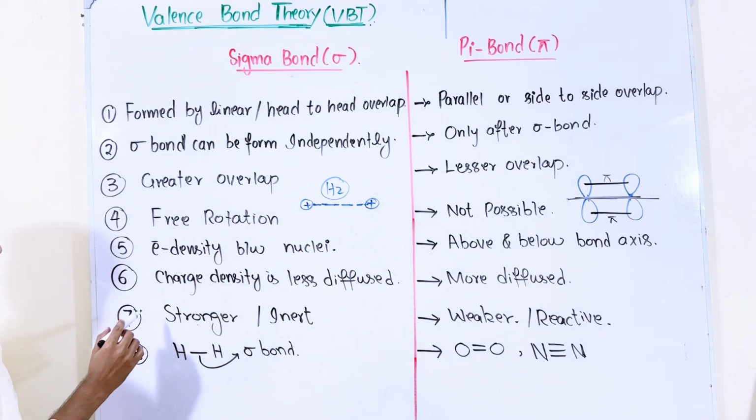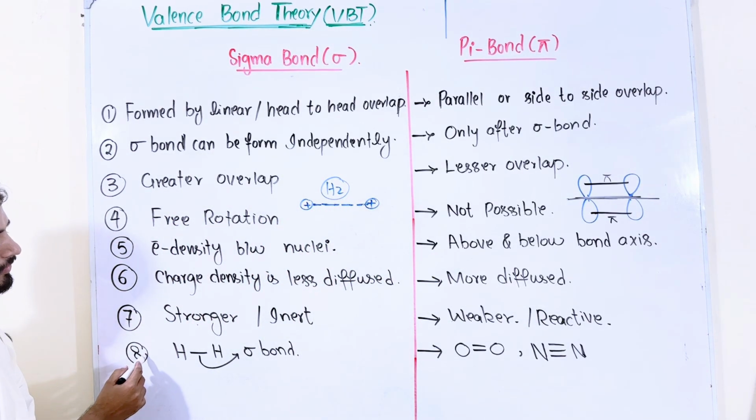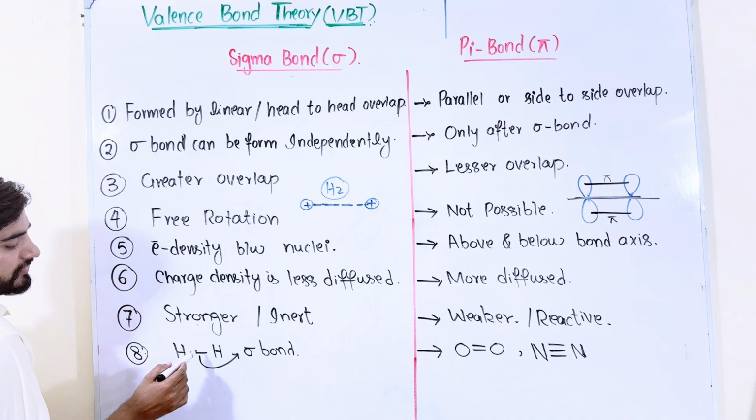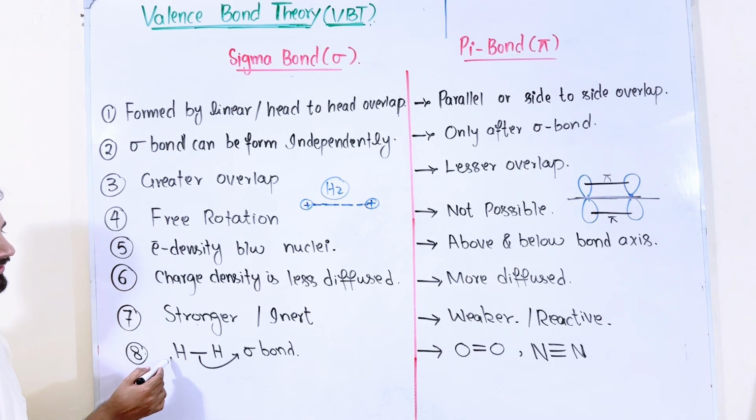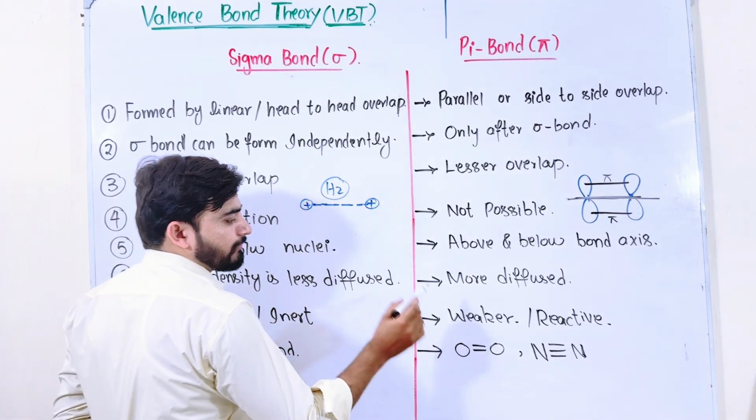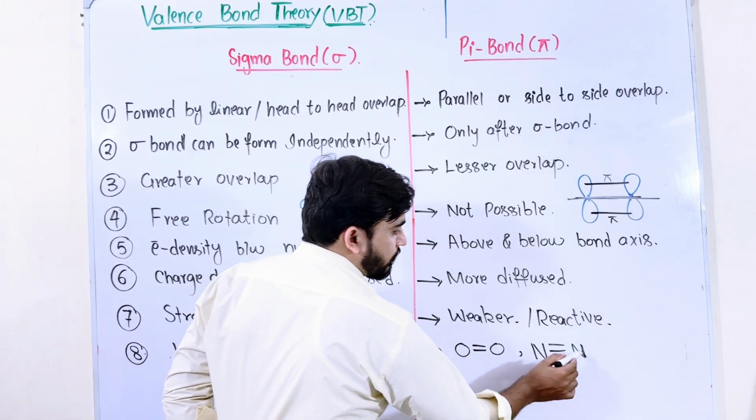The next difference is about the examples. You can talk about the example that there will be a formation of sigma bond between two hydrogen atoms, and there will be formation of pi bond between two oxygen atoms or two nitrogen atoms.